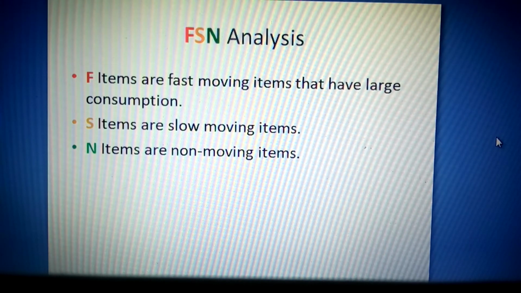Now FSN analysis. F items are fast moving items that have large consumption. S items are slow moving items. N items are non moving items.